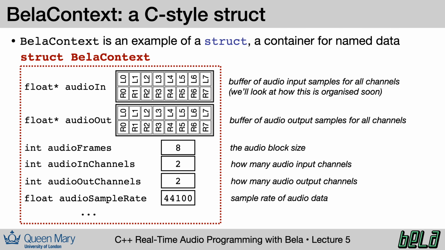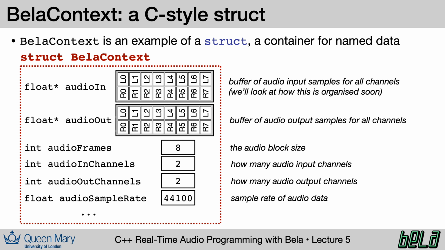But first, let's step back a couple lectures and look at a C programming concept called a struct. Struct, of course, stands for structure, and it is essentially just a container which holds particular named data inside of it. The place where we saw a struct in action was this thing called Bela context, which passed in all of the state to our render function.